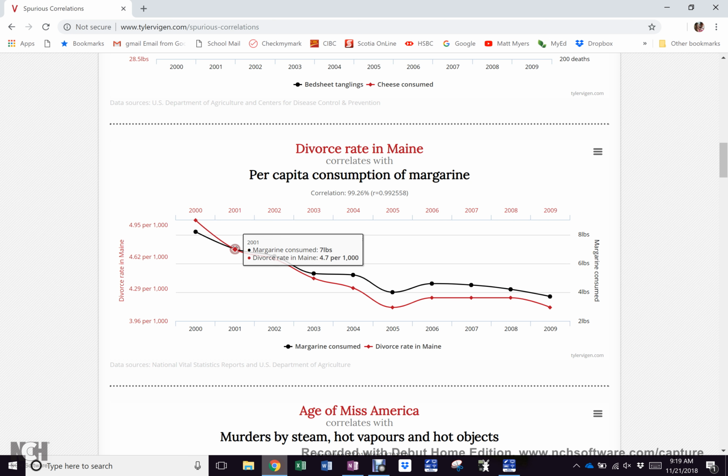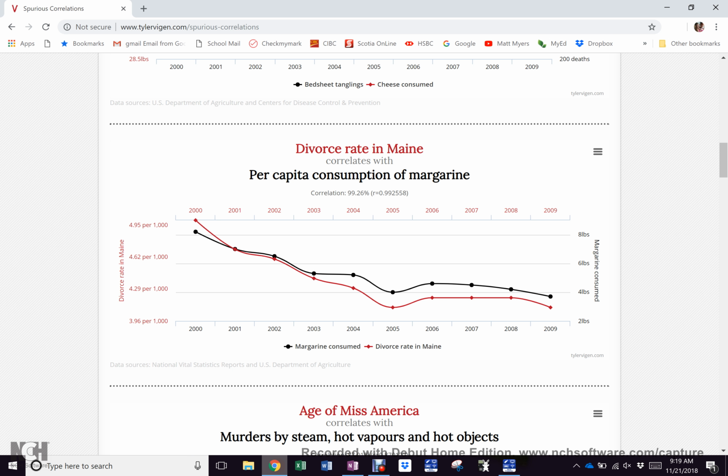And look at all these. If you lower your consumption of margarine, the people in Maine will divorce less. Wow. Do you understand where I am going with this? This is the power of numbers. When all you people say, when am I ever going to need to know this stuff in real life? You are going to be presented with statistics and graphs, aren't you? And you are going to make decisions based on those statistics and graphs, aren't you?